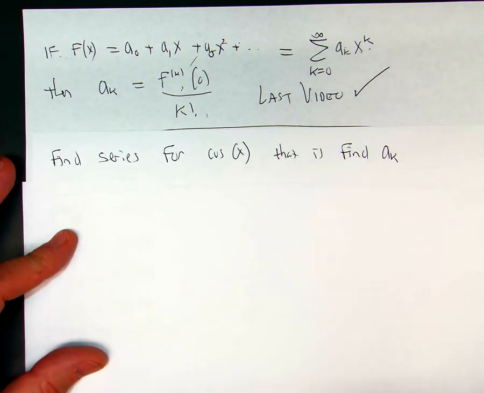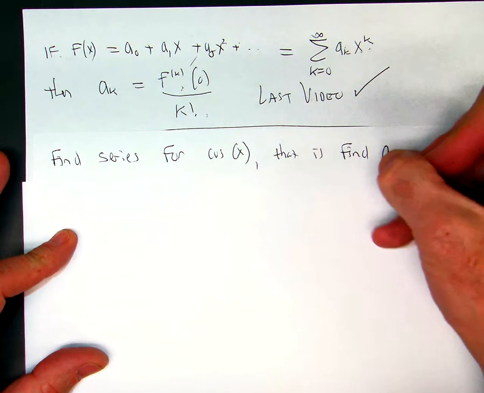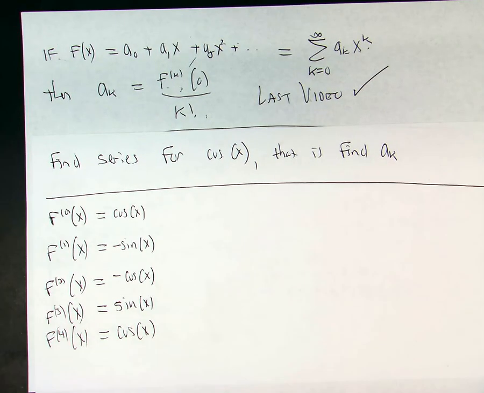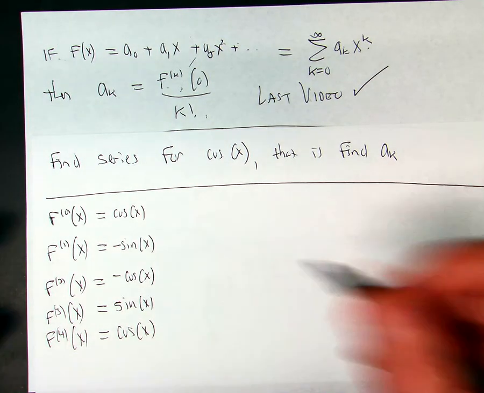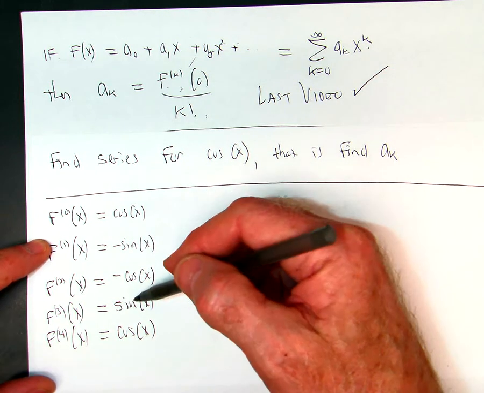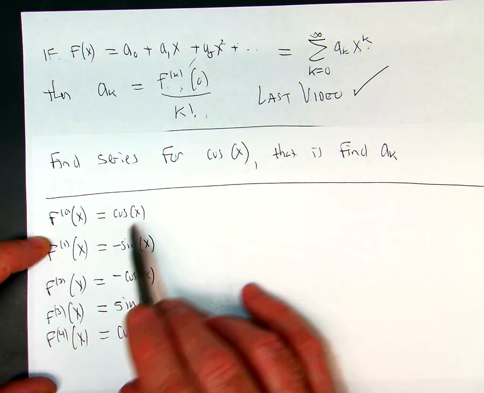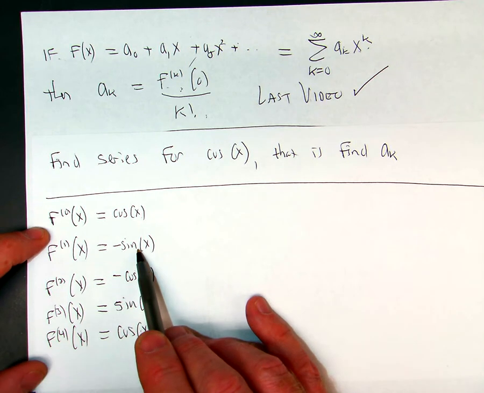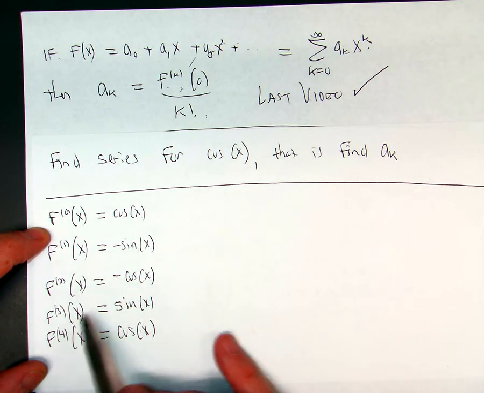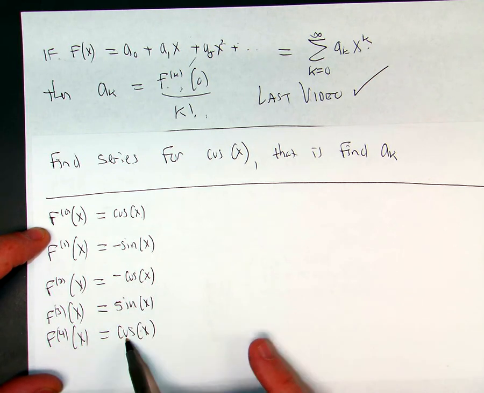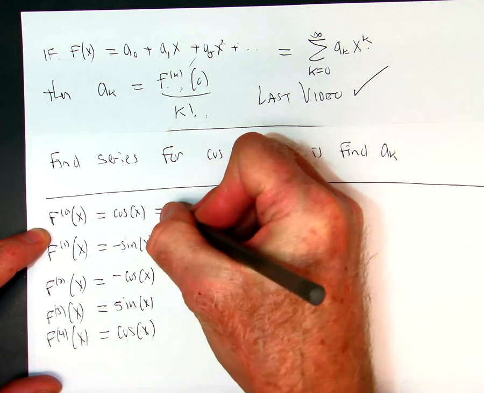So we want to find the series for the cosine. That means we need to find this formula here. And so that's what we're going to do here. I'll start things out for you. We need to take derivatives to establish the pattern. The 0th derivative is the same as the function. The first is therefore minus sine. The second is minus cos. The third is going to be the derivative of minus cos, which is sine. The fourth is cosine. And notice we're right back where we started.